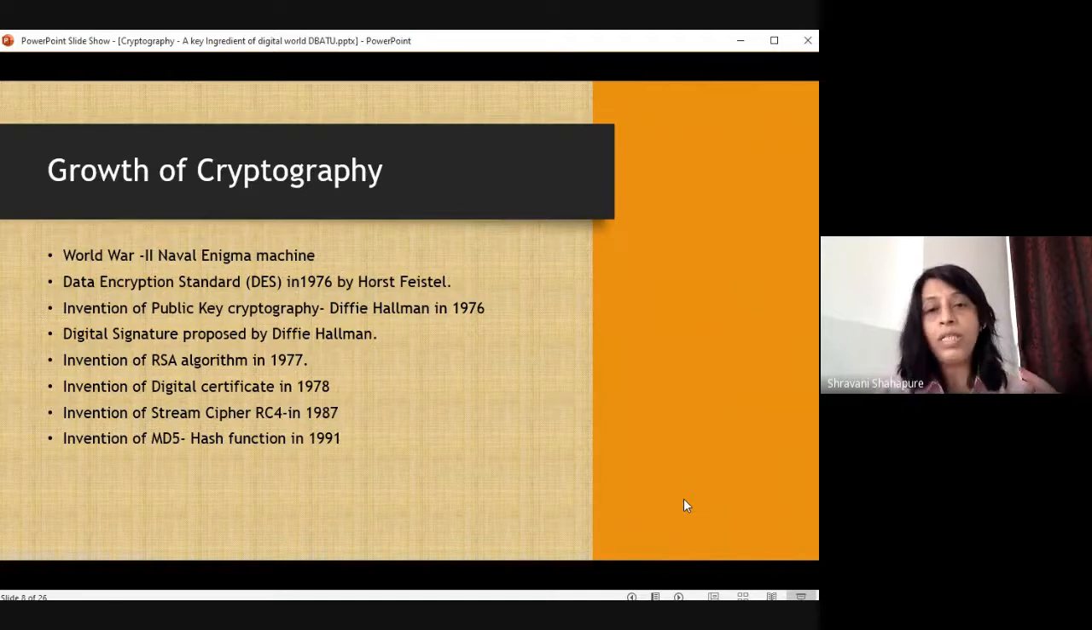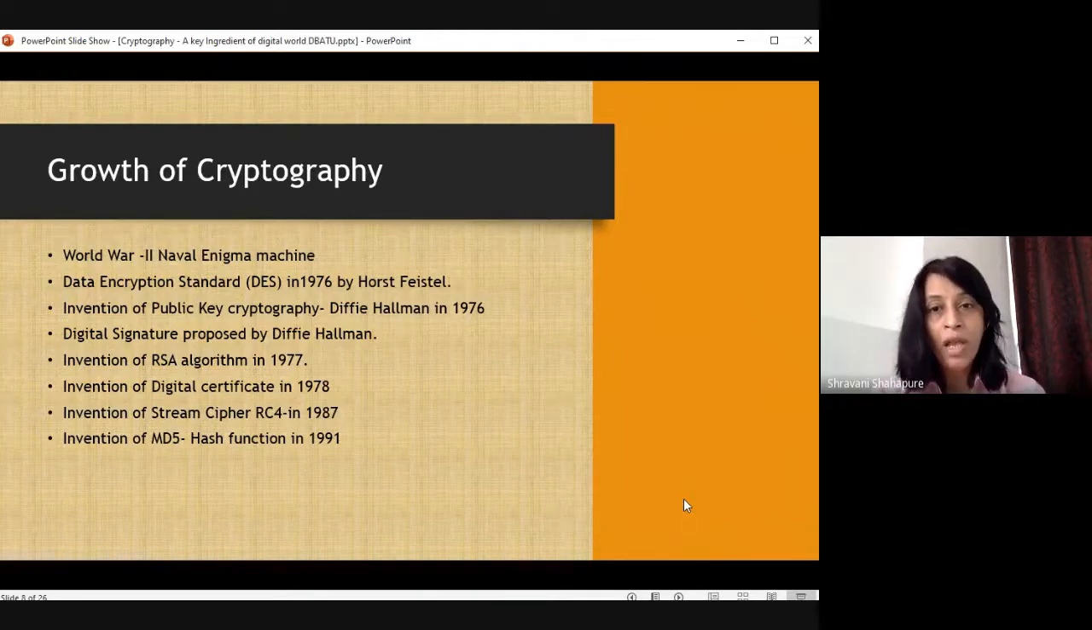The key size Feistel decided on was 64 bits. But NIST had their own standards and their own thinking about the entire thing, so they decided to cut it down to 56. The reason is still unknown. Then in 1976, Diffie and Hellman, working with one of his students, invented public key cryptography, and at that time they also proposed the digital signature. Later Ron Rivest, Shamir and Adleman came up with the RSA algorithm in 1978, and the digital certificate was also invented around then.